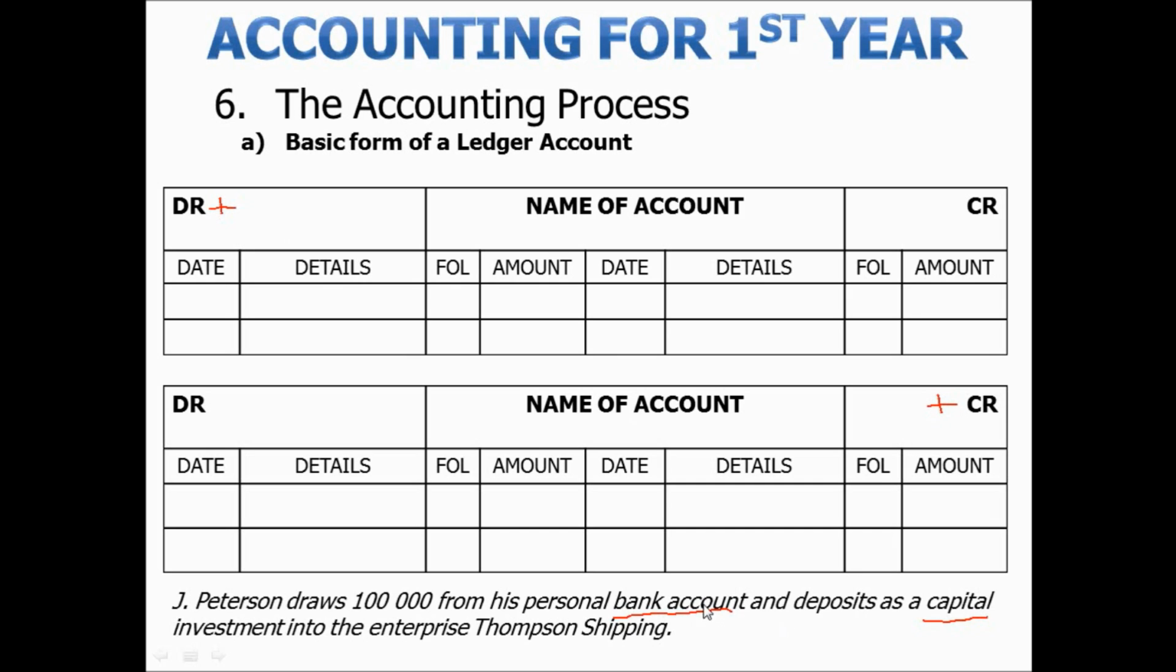We need to identify the two accounts involved, in this case, bank and capital. We've already determined which of these accounts need to be debited and which need to be credited. So next we need to ensure that the debited amount is equal to the credited amount. In this scenario, 100,000 Rand.